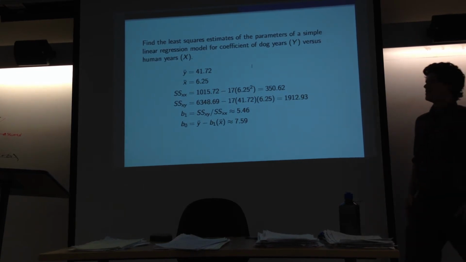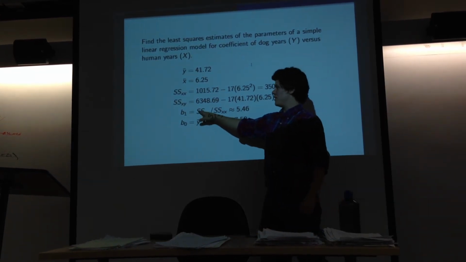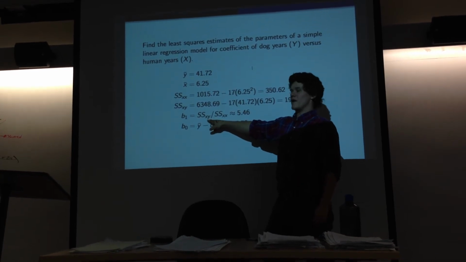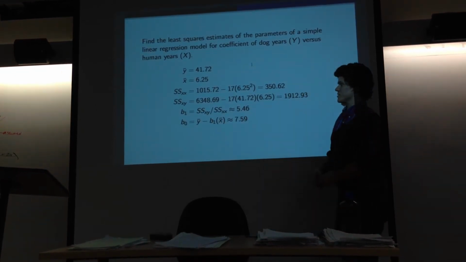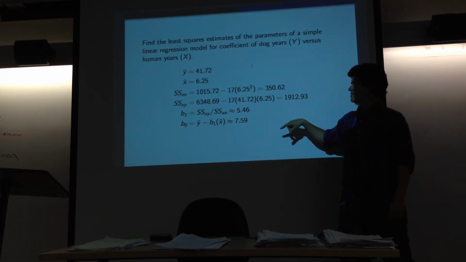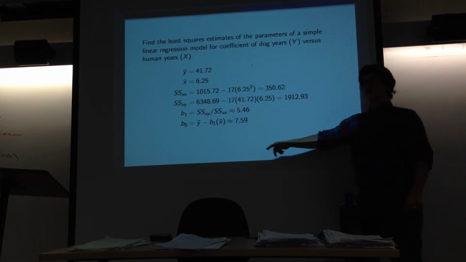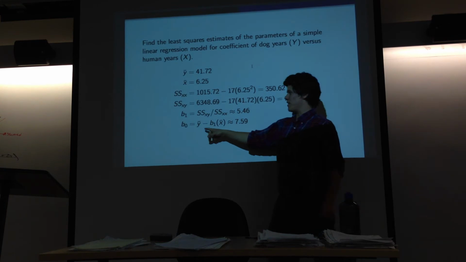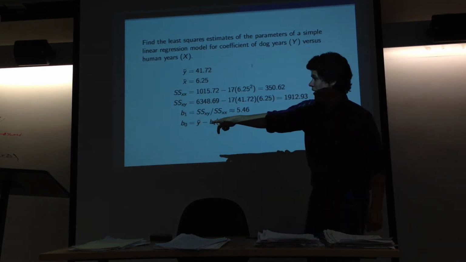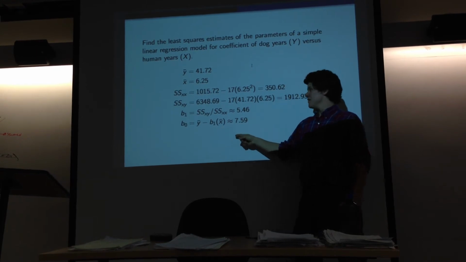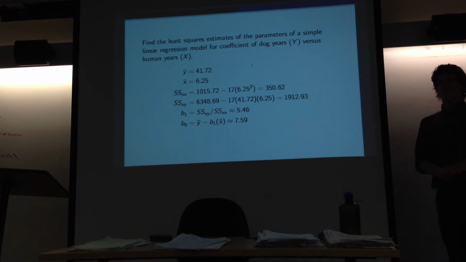Then it's super easy to get our slope here. This is just our sum of the xy's divided by our sum of squares for the x's, for x squared. So we're just taking the ratio of these two things. We get about 5.46. And we get an intercept there, right? So our intercept we can just find by rearranging our original model, and we plug in the means, plug in the beta 1 that we just got. You should get 7.59.